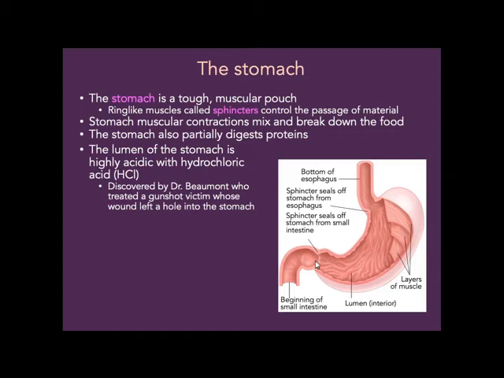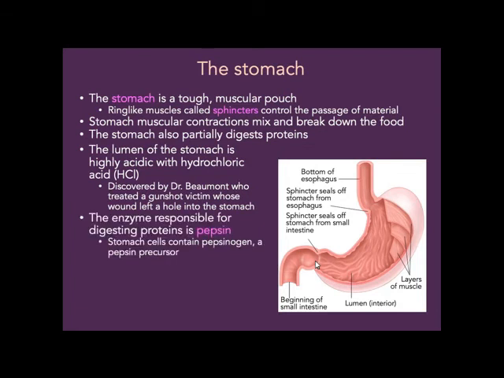Some of the early work on the stomach was done by Dr. Beaumont. He treated a Civil War gunshot victim who was shot in such a way that he had a hole in his stomach, but then it healed up, leaving a kind of window in his stomach to the outside of his body. So you could actually look into the hole and see his stomach churning. Dr. Beaumont would take little pieces of food on string and stick them in the hole in the guy's stomach and watch the process of digestion.